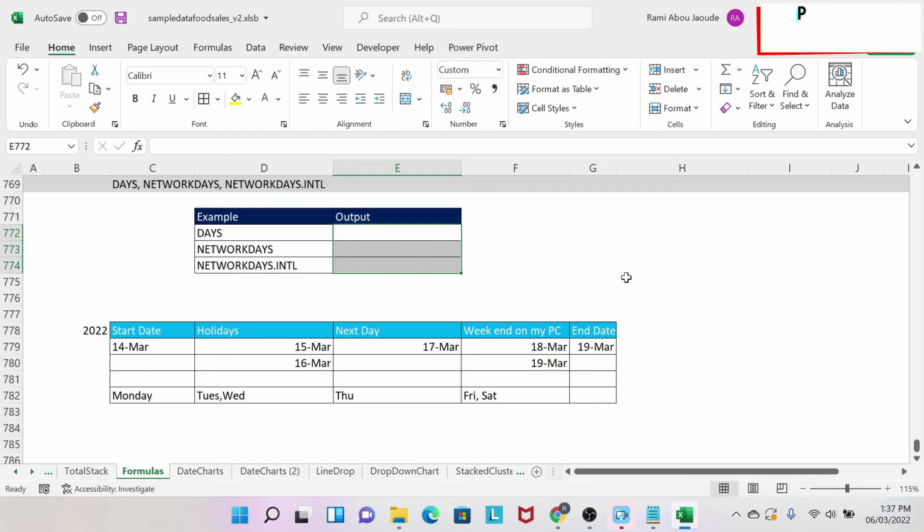The objective of this lesson is to learn how to use the DAYS, NETWORKDAYS, and NETWORKDAYS.INTL formulas in Excel. So let's start. The DAYS formula is a useful formula to count the number of days between two dates. So let's try it out.